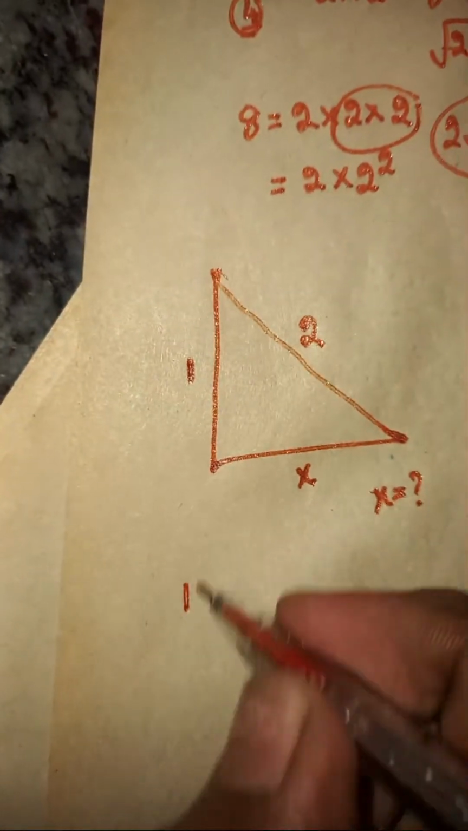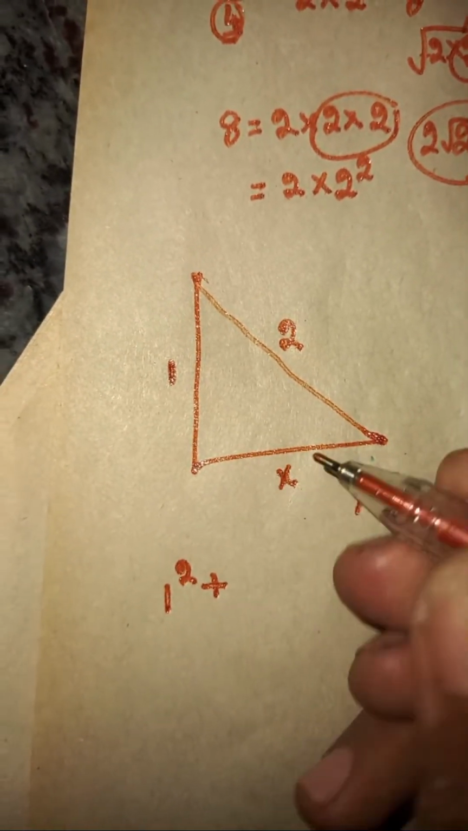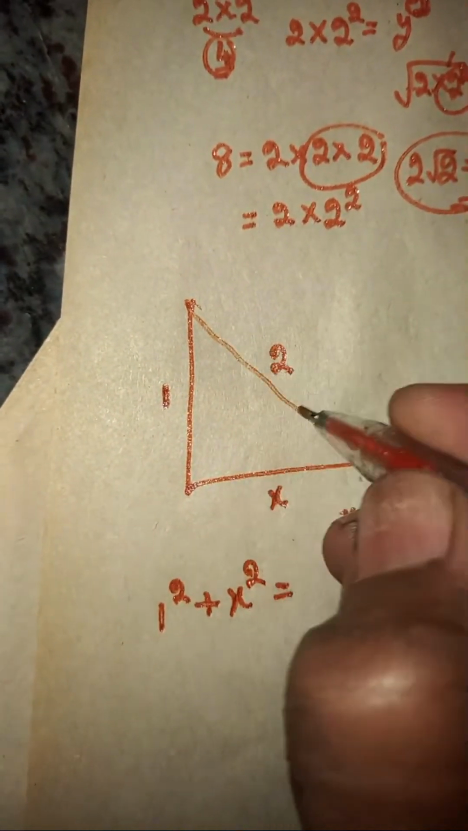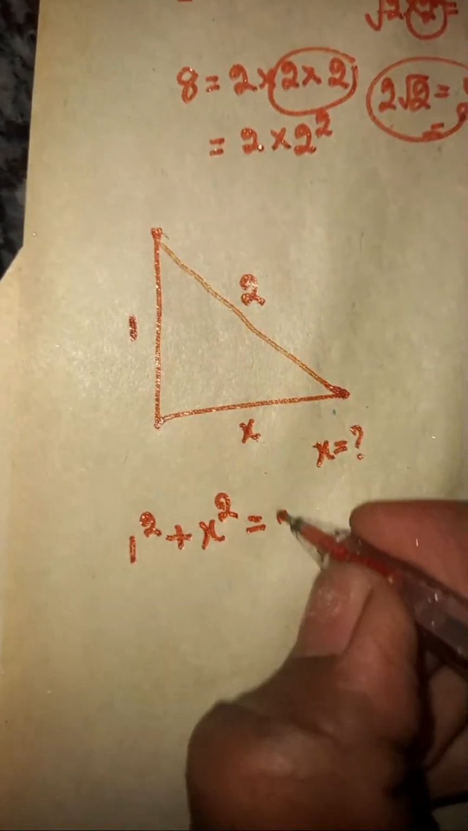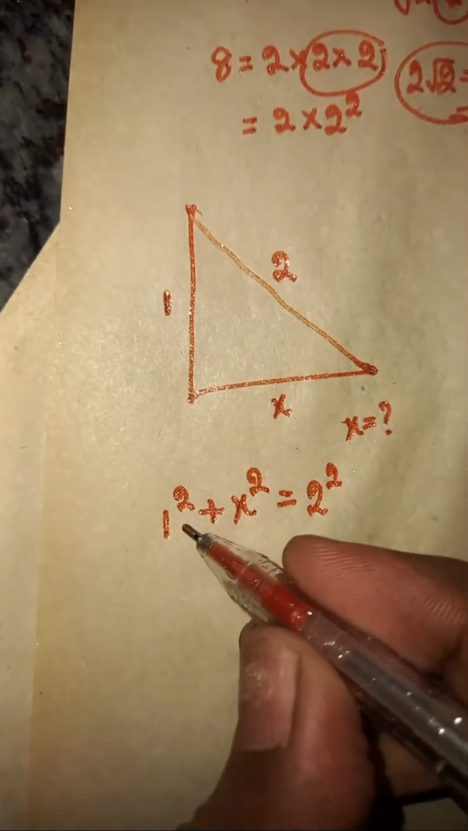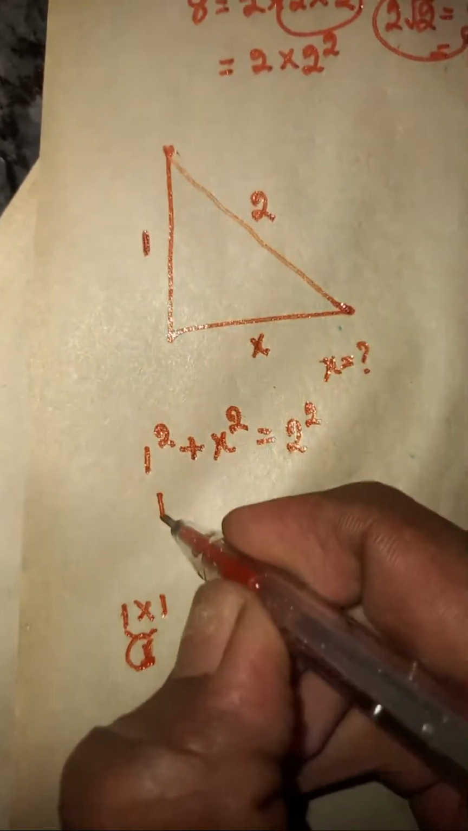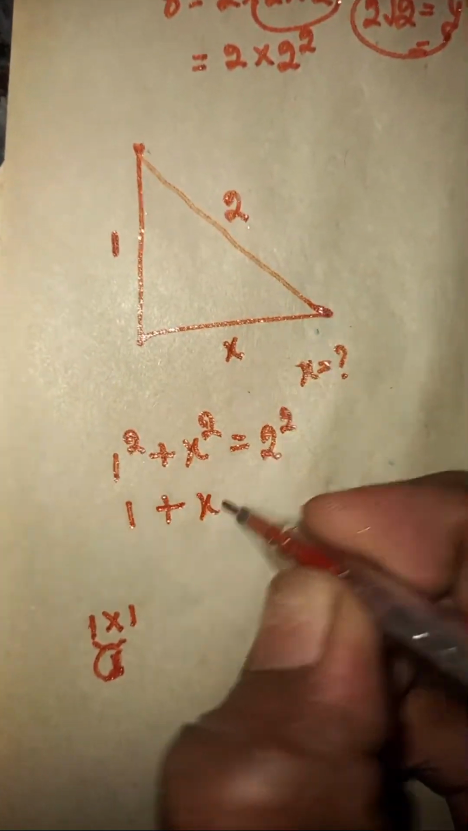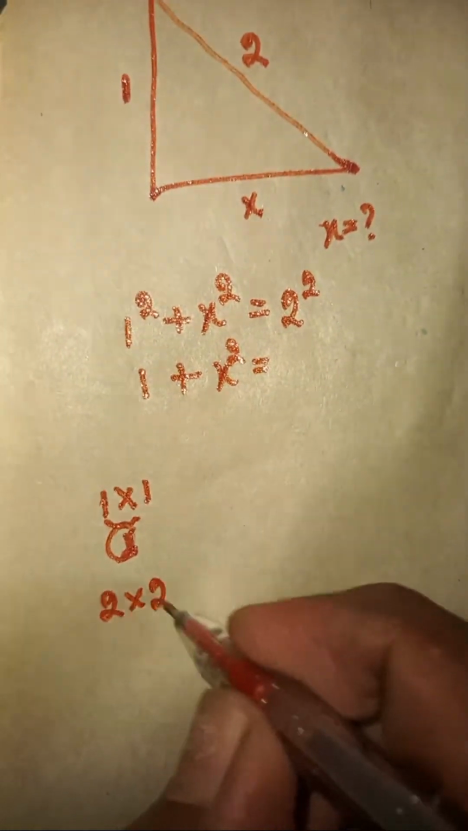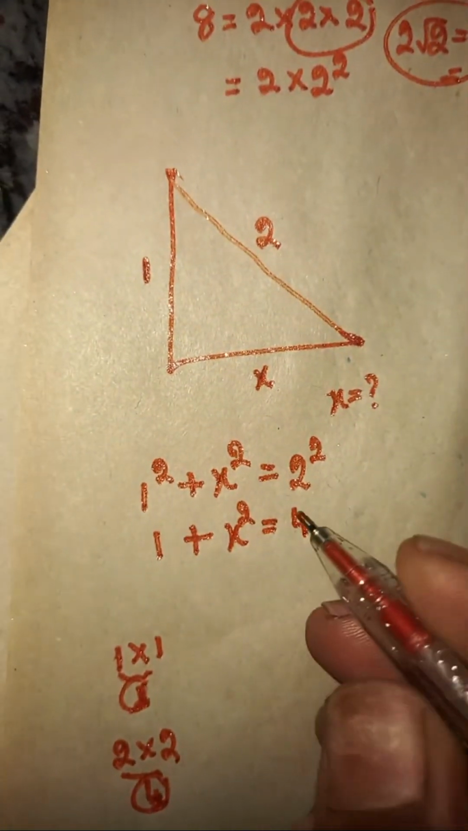So this remains as 1 square plus this side length square, that is x square, which is equal to hypotenuse square, which is 2 square. Now when you add all of them, you can write it as 1 square means 1 times 1 is 1, so it becomes 1. X square remains like that, and 2 square means 2 times 2, which becomes 4. So this 2 square remains as 4.